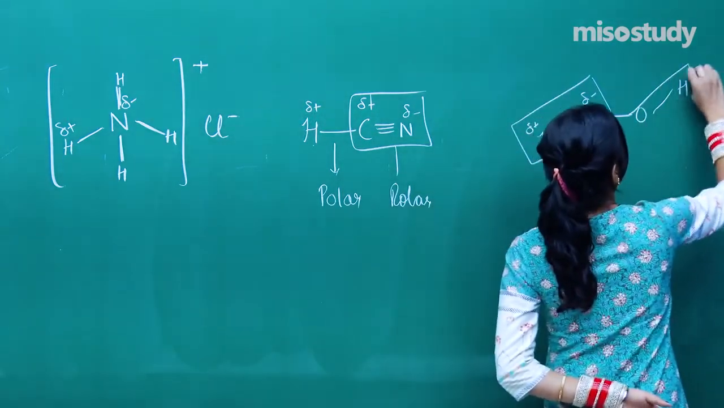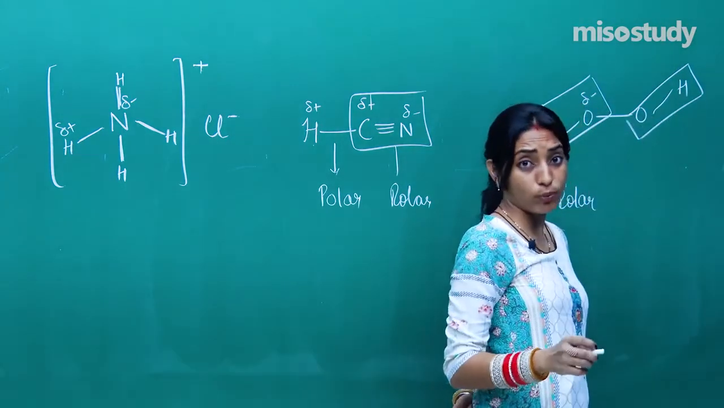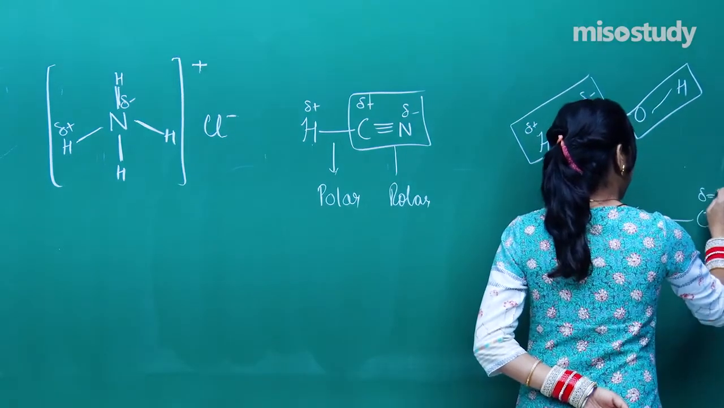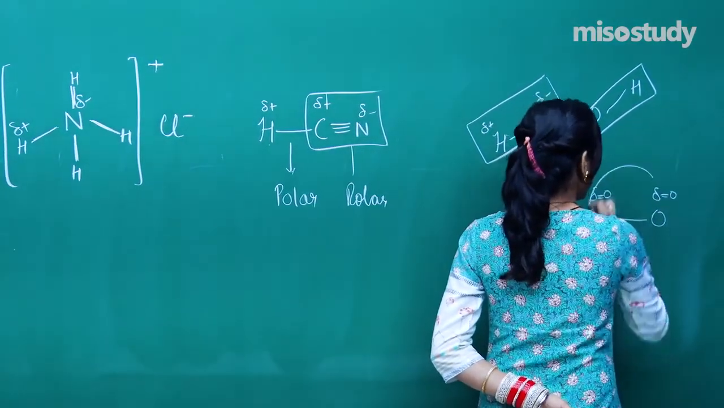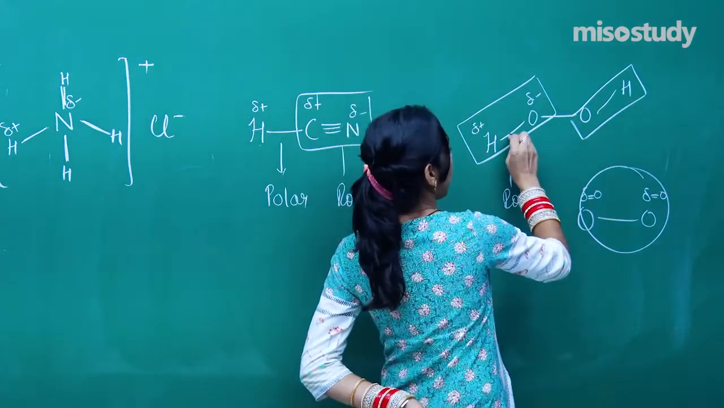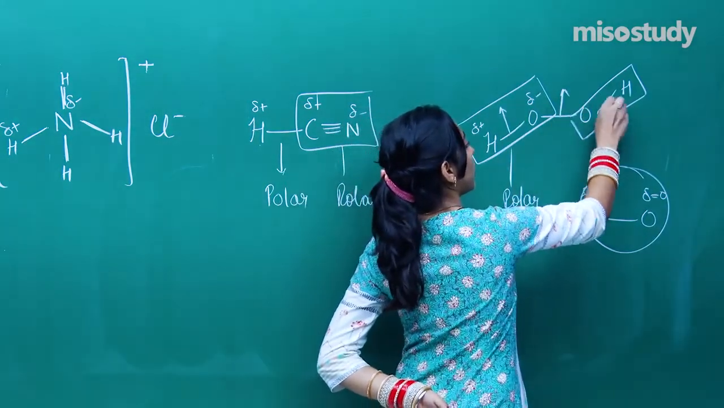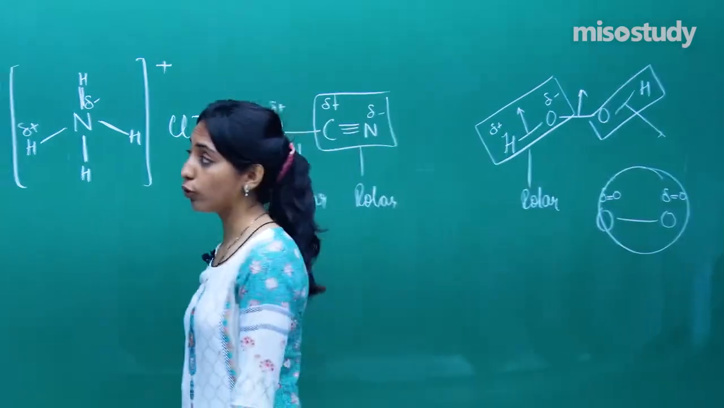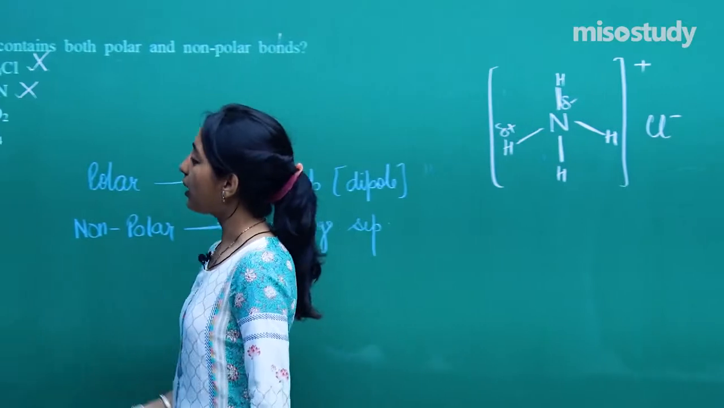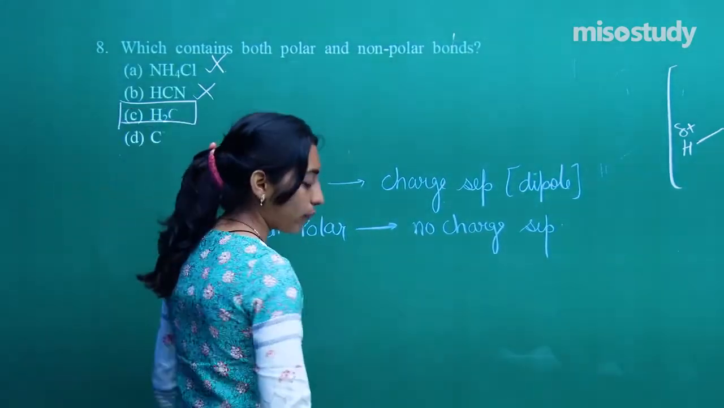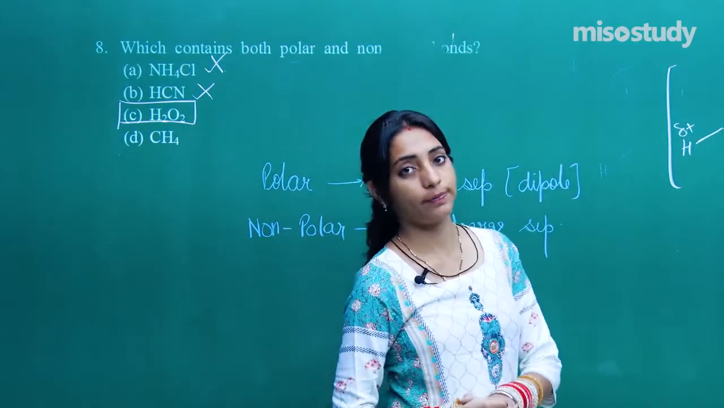So, once again this bond is polar, right. So, two polar bonds are there. But if I consider the O-O bond, delta 0, no charge separation is present in the O-O bond, right. So, there is polar, non-polar, polar. So, both kinds of bonds are present in the molecule H2O2 and hence this will make me mark option number C as the correct option for our question number 8.